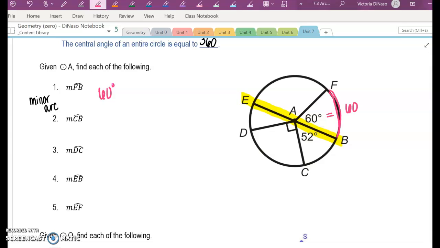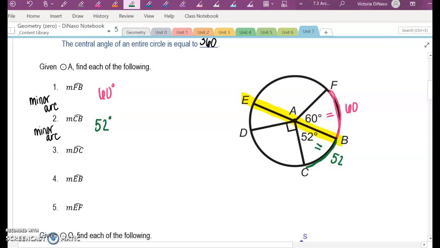In number 2, we have the measure of arc CB. So once again, this only has two letters, so this is a minor arc. I'm going to highlight that CB right here, and I notice that the central angle right inside of it is 52. Therefore, CB is also going to be 52. So we have 52 degrees.